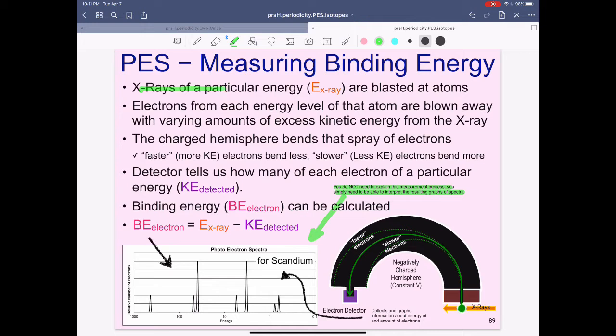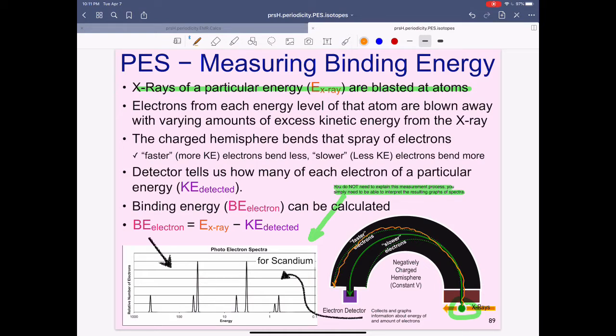X-rays, which of course are very high energy, will be blasted at atoms. Here they are down here in the sample. And electrons are held in orbitals with different amounts of energy. The binding energy holding electrons in place will vary from 1s2 to 2s2 and out to p orbitals and so on.